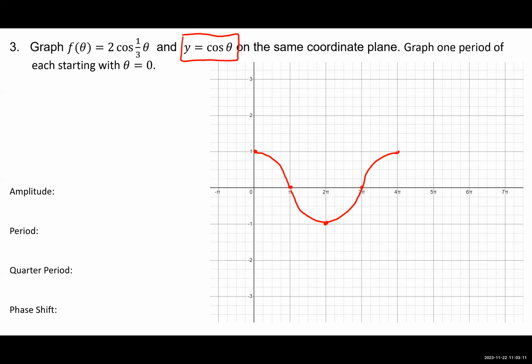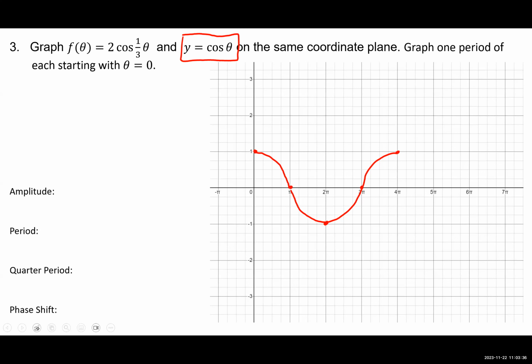I'm switching it up. This is f of theta. The last couple of problems were f of x. There's no rule that says we have to use x or have to use theta. We can use any variable we want. Right? These are functions. So one period of each function. So there's one period of y equals cosine of theta.